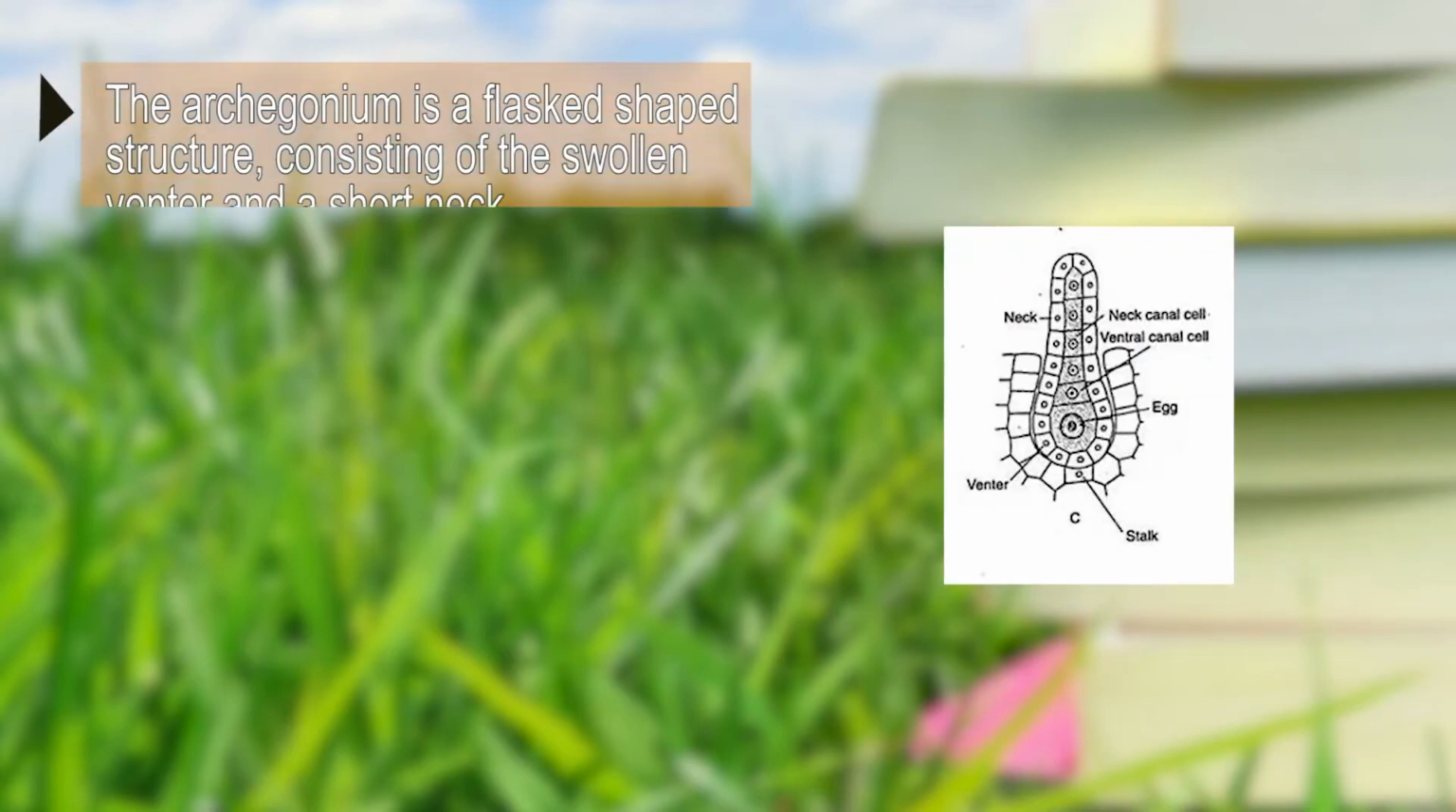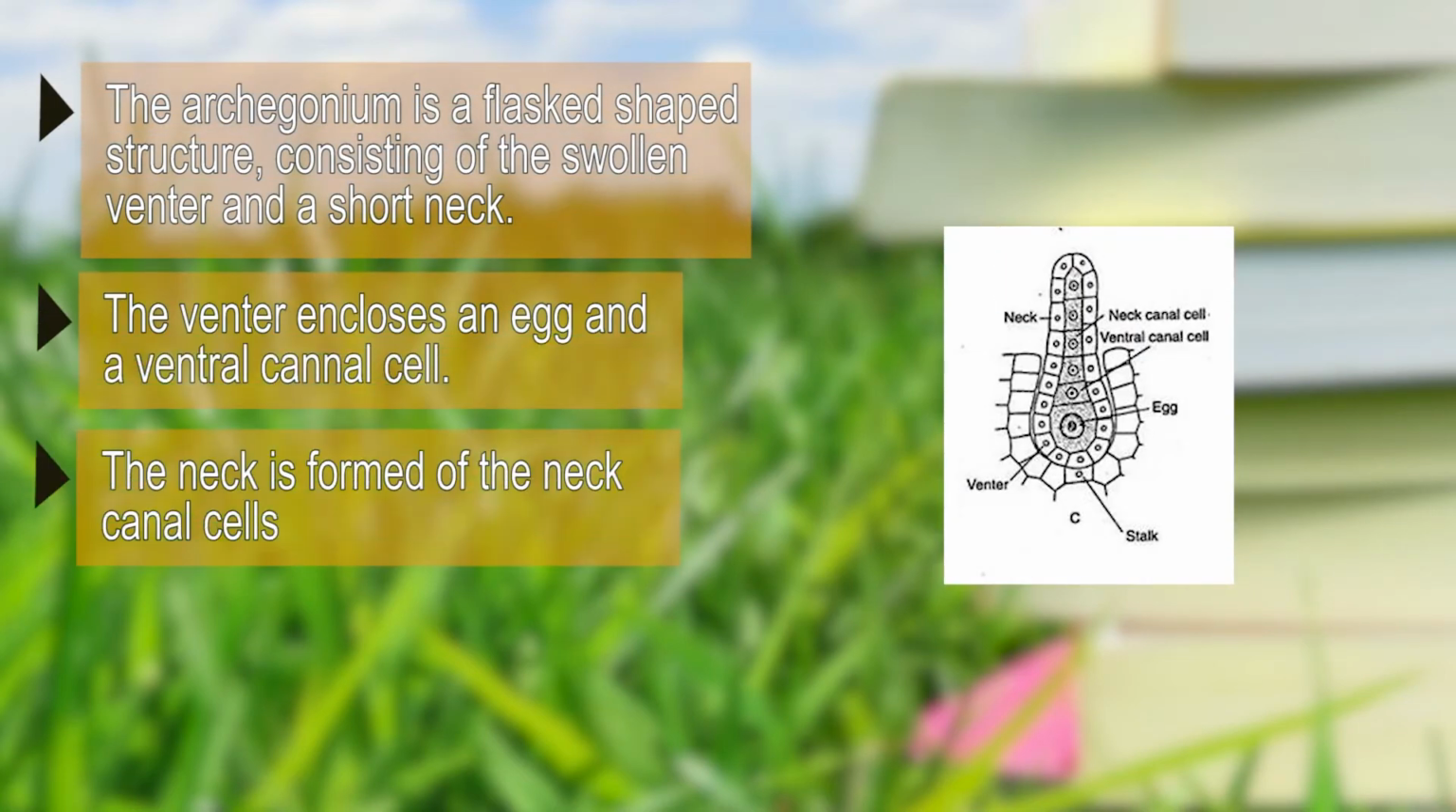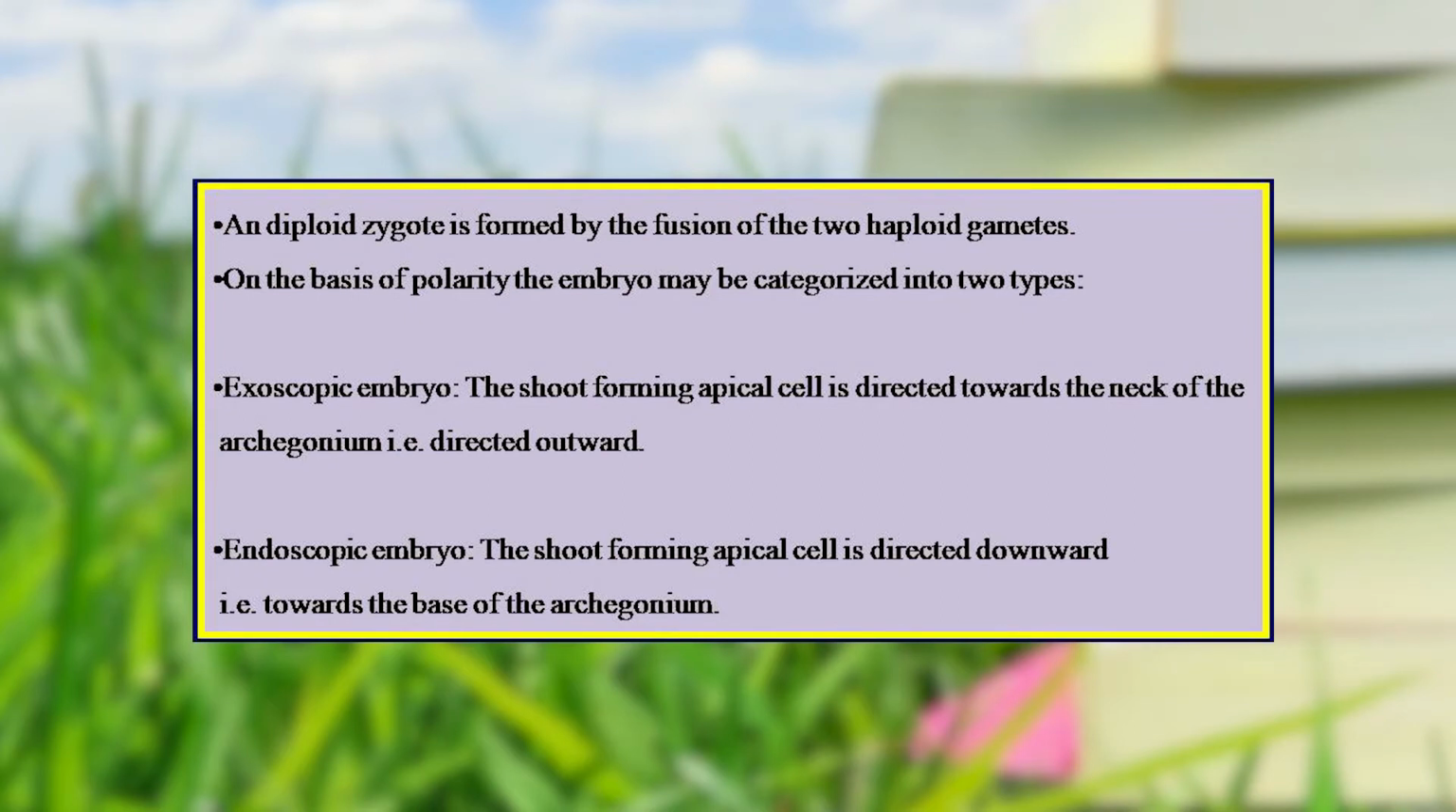In this respect, you can see these are the neck cells. These neck canal cells disintegrate when the archegonium attains maturity, and on this disintegration some chemicals are released. Malic acid or fumaric acid are released, which act as attractants, and with the help of this attractant the sperms are attracted towards the egg, and as a result fertilization takes place. After fertilization, a diploid zygote is formed by the fusion of the two haploid gametes.